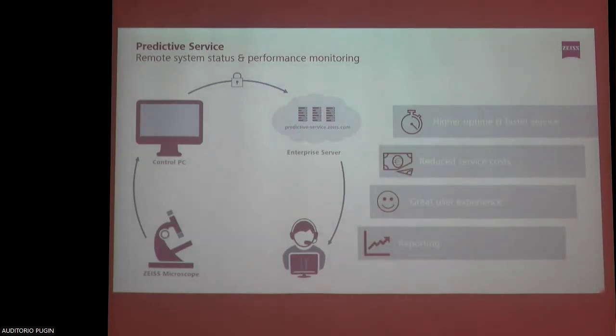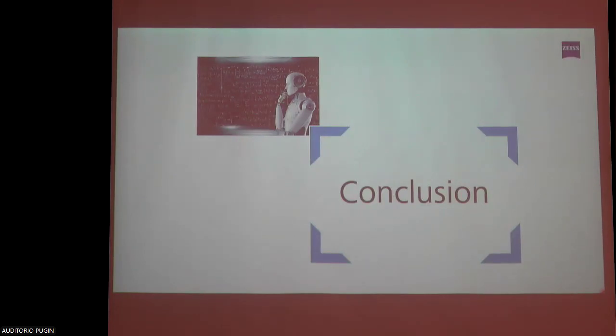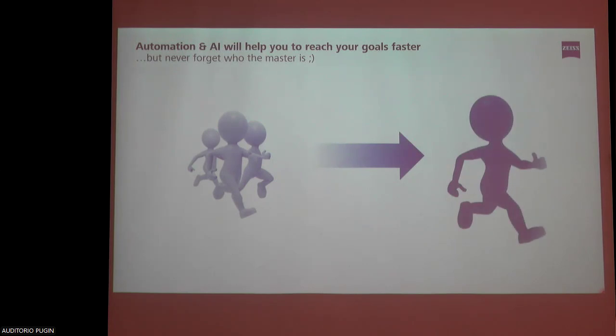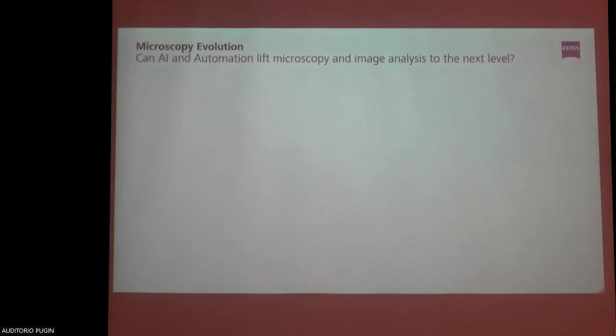Okay. So, what's the conclusion? Let me come to the end of my discussion. I guess all of you will agree with my sentence that automation and AI definitely helps us to reach our goals faster. And what we have to simply accept is that we should never give the decisions out of our hand completely. We should always remember who the master is behind everything.